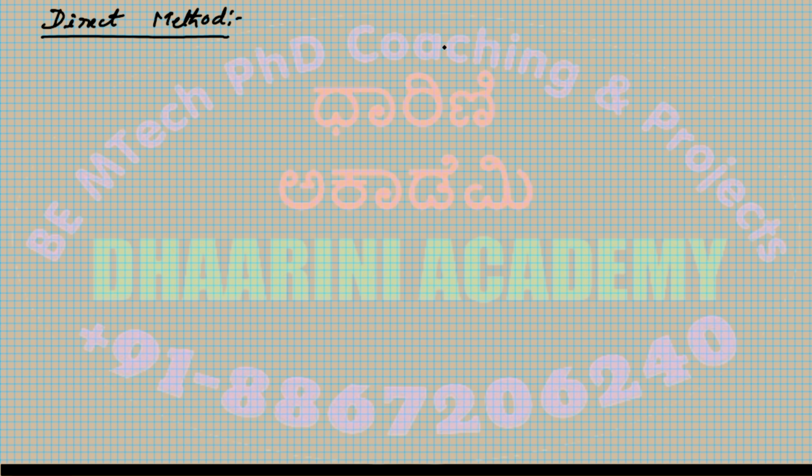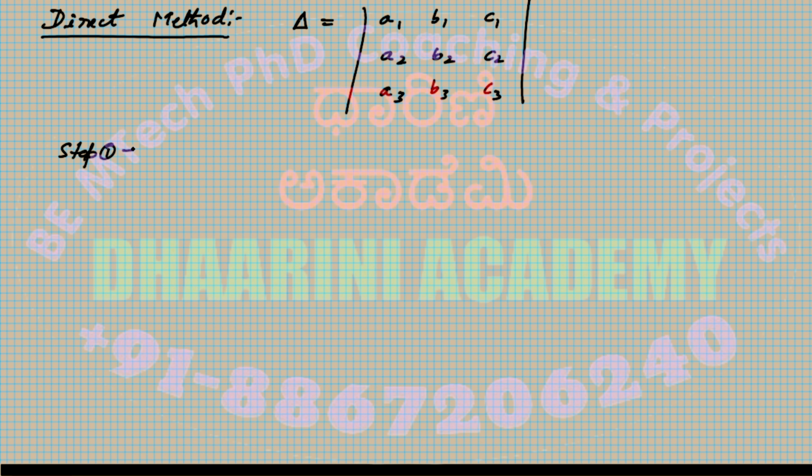Okay, now let us assume that the given determinant is of this type. So A1, B1, C1, A2, B2, C2, A3, B3, C3. So now our intention is to calculate the delta C, so we'll do it in a straightforward way. Right, so what do we do now? This is step number 1.